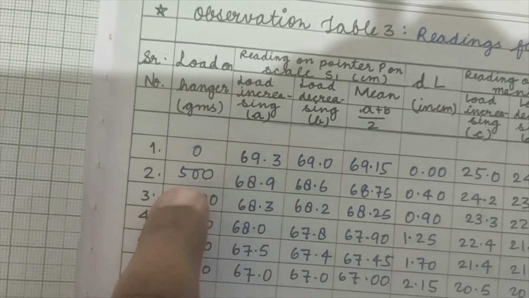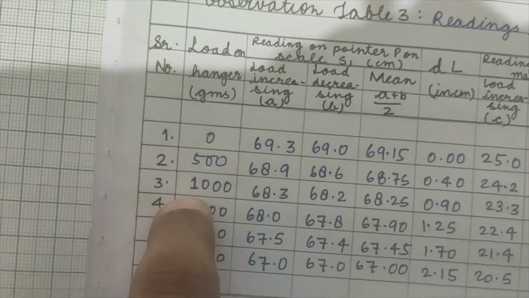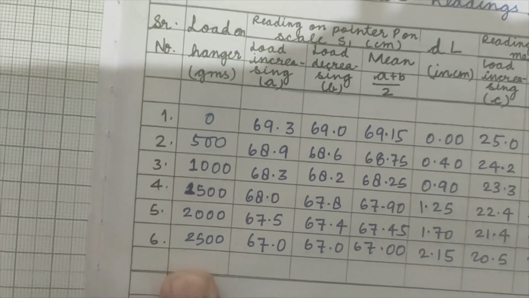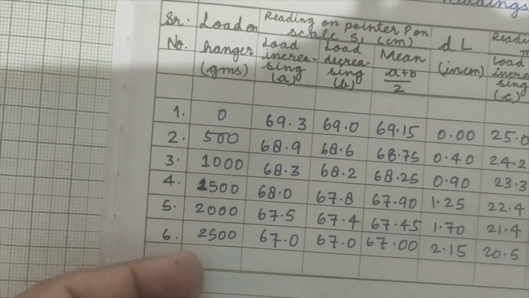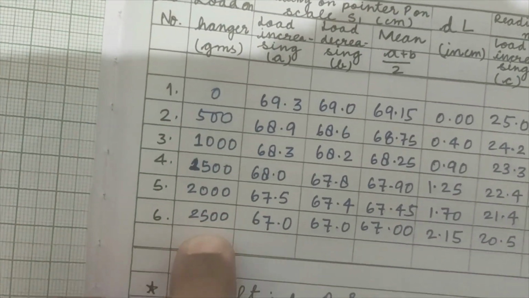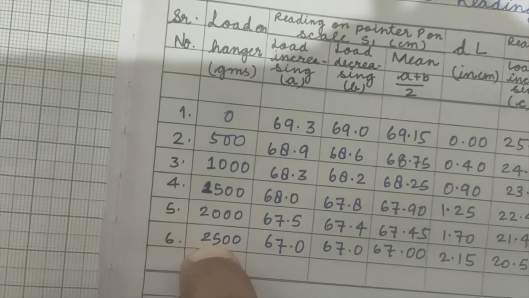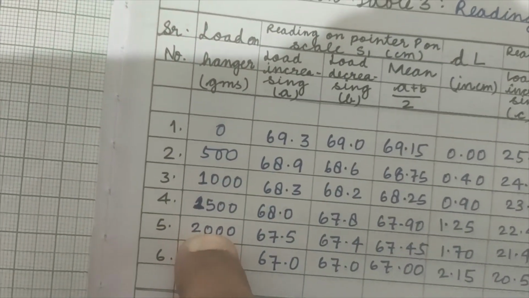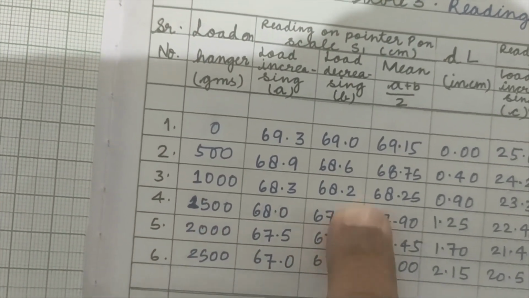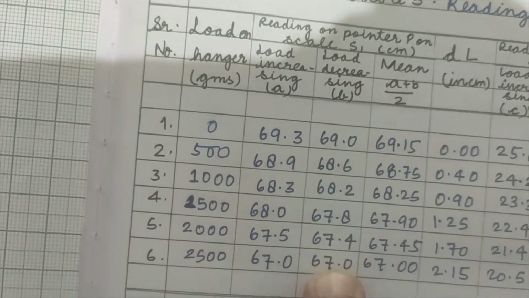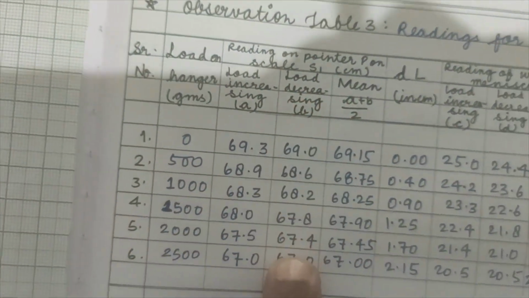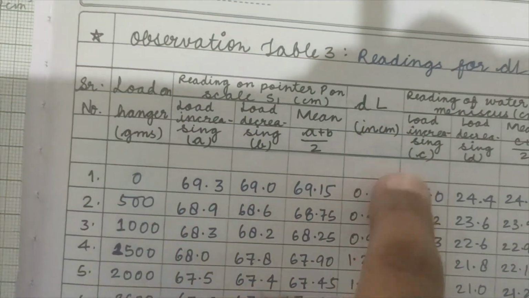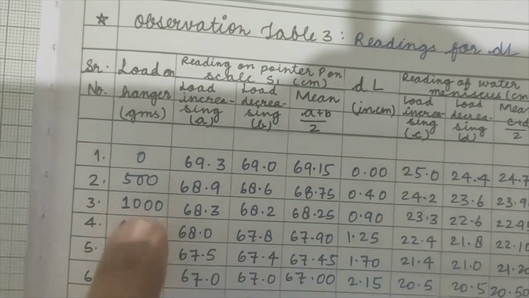Then we increase the load by 500 grams each time and note down the reading: 1000, 1500, 2000, 2500, then 3000. Then from 3000 we decrease by 500 grams to reach 2500 grams, and note down the reading. Again we decrease by 500 grams to 2000 and note the reading. This is the column for load decreasing. Once you do load increasing and load decreasing, you take the mean of the two. This gives you dL, the small change in length of the rubber tube.